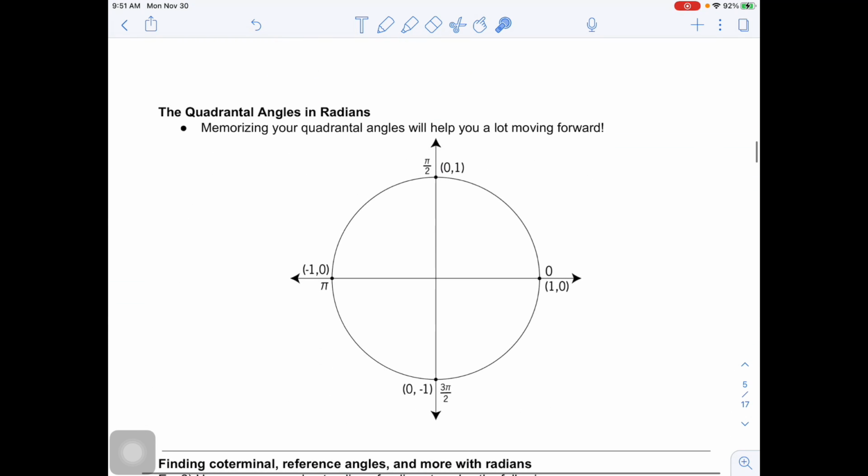So the quadrantal angles in radians. So we've talked all about our quadrantal angles. So quadrantal angles are just the coordinate axes that break our quadrants into pieces. So remember, this is known as quadrant 1. Here we have quadrant 2, quadrant 3, and quadrant 4. Okay. And now recognize that we refer to this usually as 0 degrees, 90 degrees, 180 degrees, 270 degrees, and 360 degrees once you go all the way around.